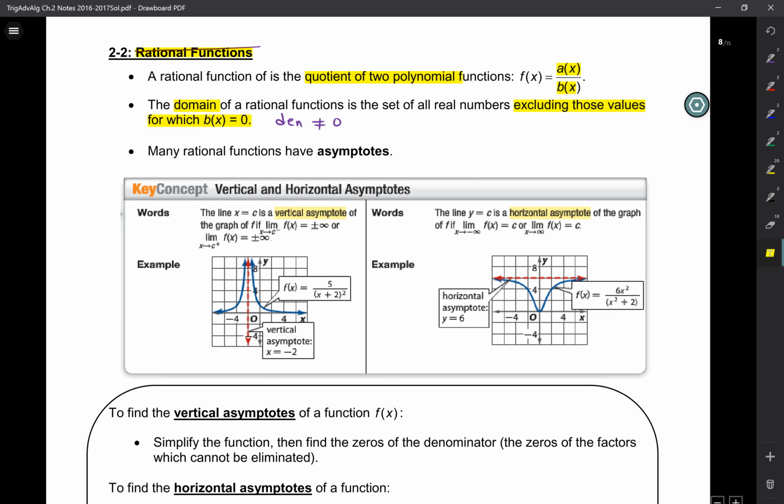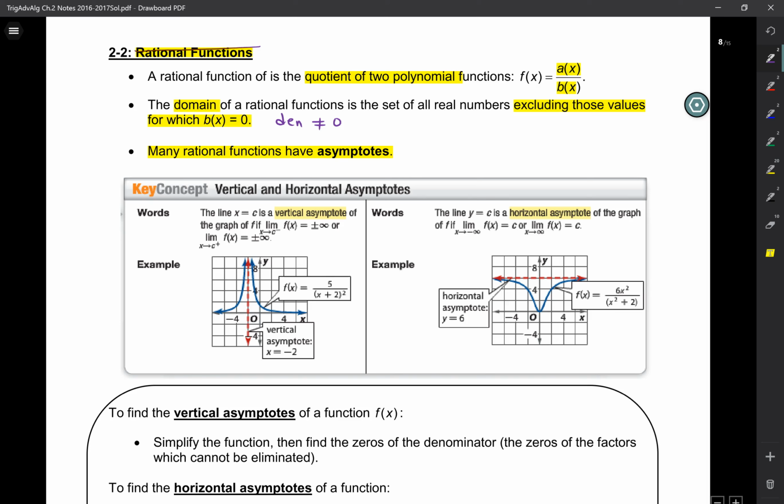Okay, so one thing about rational functions is many of them have asymptotes. All right, so let's talk about asymptotes for a minute. Asymptotes are lines, either vertical or horizontal. And these are lines that the graph comes exceedingly close to, but never touches.